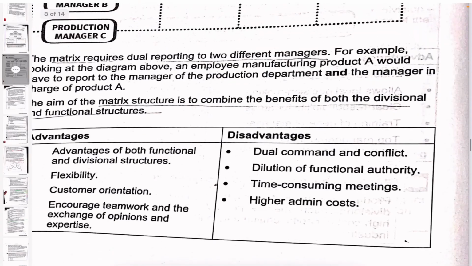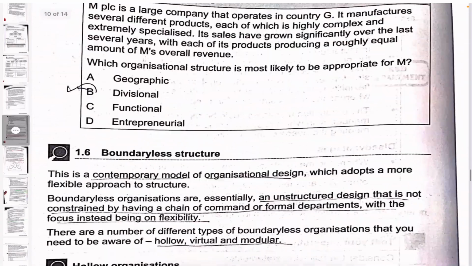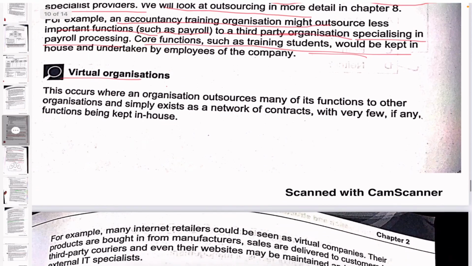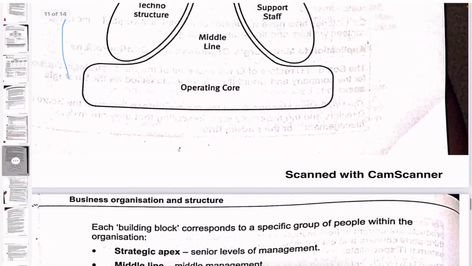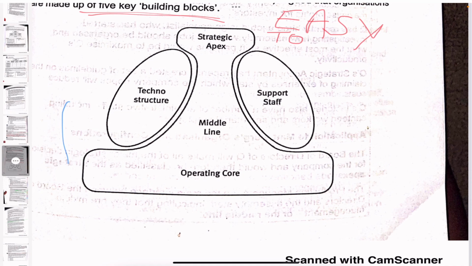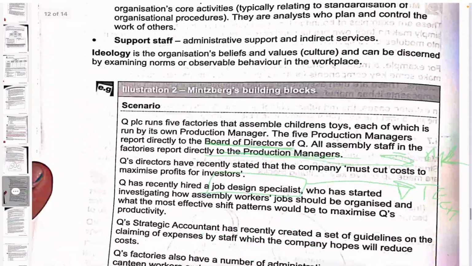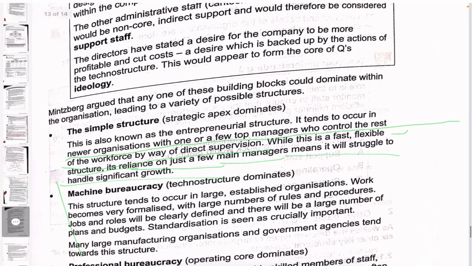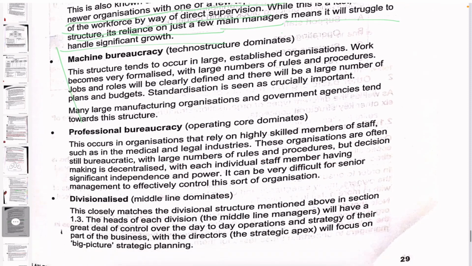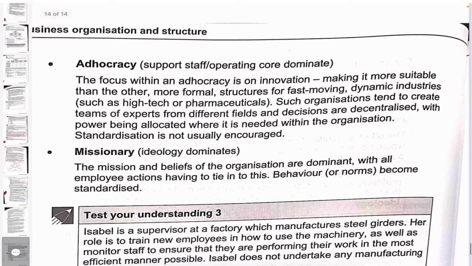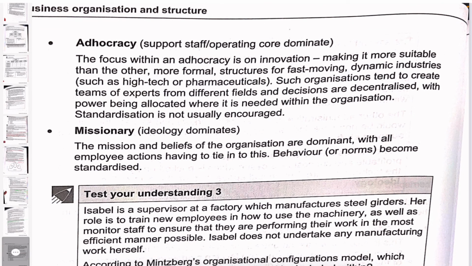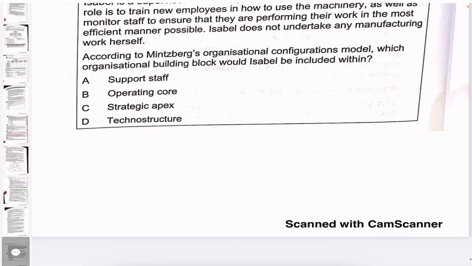So we saw what are boundaryless structures. There are 3 types: whole organizations, virtual organization, and modular organization. Then we came to Henry Mintzberg, which starts with strategic apex, middle line, operating core, technostructure, and support staff. Moving on, we saw that ideology is also an important part. Moving on, we saw what is the simple structure. Simple structure is where strategic apex dominates, machine bureaucracy is where technostructure dominates, professional bureaucracy is where operating core dominates, divisionalized is where middle line dominates, and adhocracy is when support staff or operating core dominates, and missionary is when the ideology dominates.